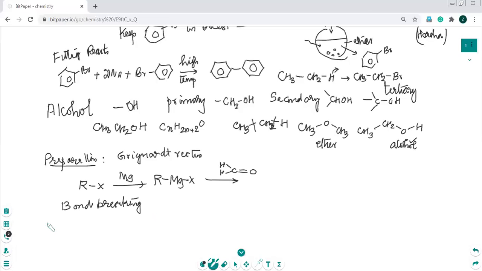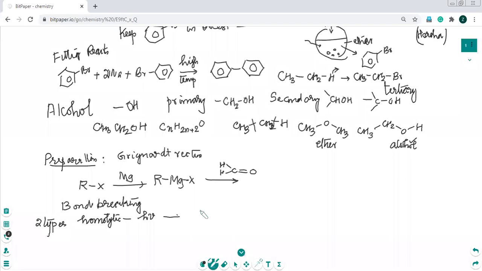So let us recollect. There are two types of bond breaking. I have taught this before, but it may be required. One is homolytic. Normally, this occurs under h nu, photochemical condition. So you don't have to worry about the usual reactions. Only if you have h nu, you have to do homolytic bond fission. Now, what is homolytic bond fission?